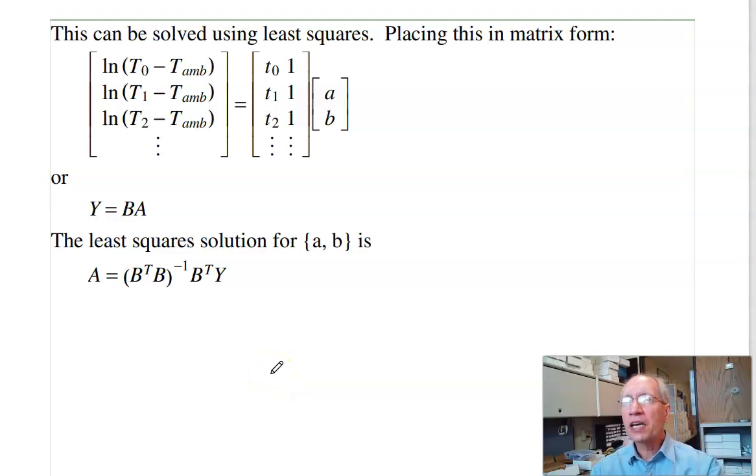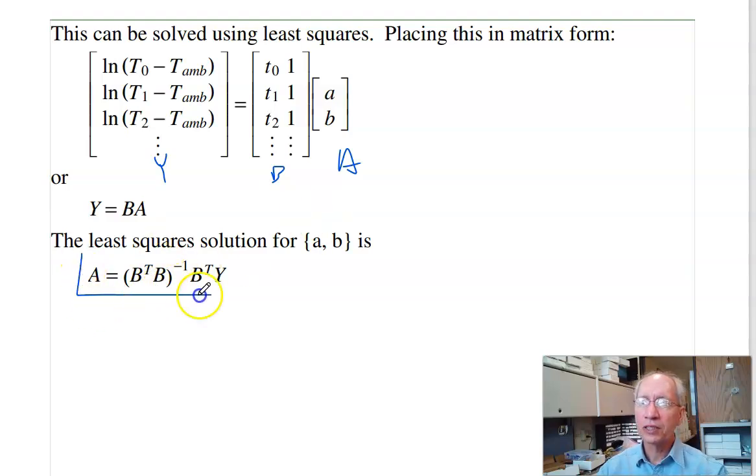The formulation of that is put this in matrix form. Here's my data, the log of T minus T ambient at each data point. Here is my basis function, time and 1. There's my constants. Find a and b to minimize the error between the data and my curve fit. The solution is if I treat this as y is B times a, multiply both sides by B transpose, invert B transpose B, solve for a. So this is the least squares curve fit.